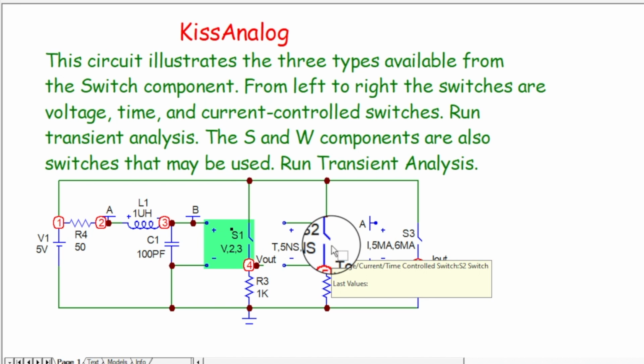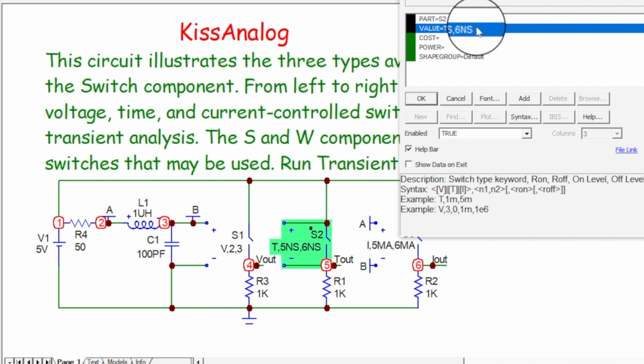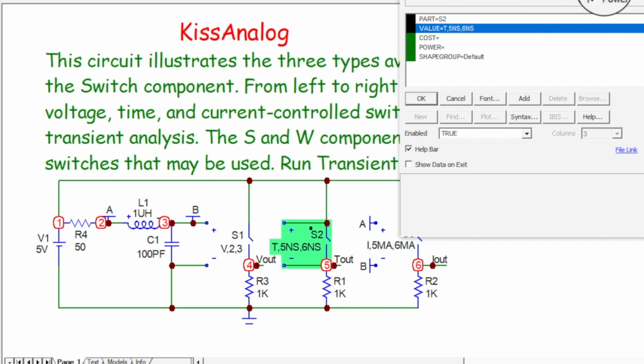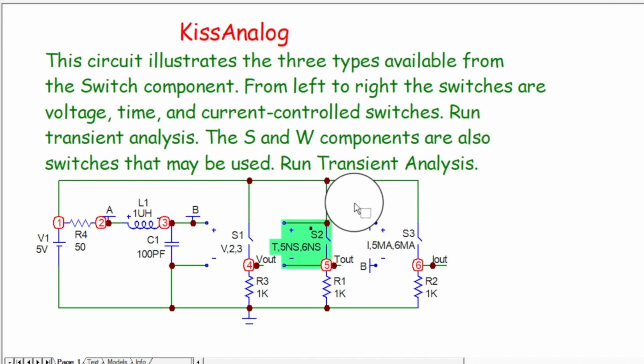Now this one's a time switch. See, it says time. Let me double click this guy. I'll hover over and you can see the syntax. It's going to turn on at 5 nanoseconds and turn off at 6 nanoseconds. Normally when I type those in, I'll type them in as a small lowercase n and s. I grabbed this schematic out of the example file.